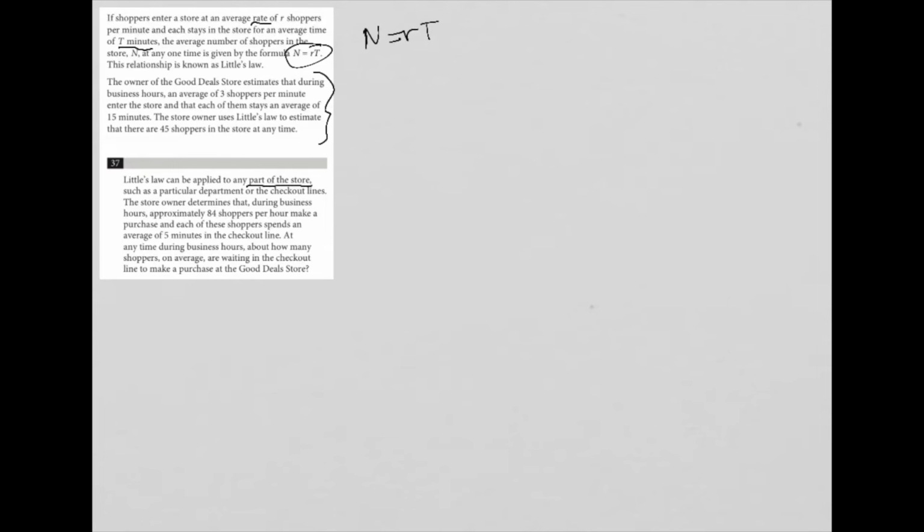The store owner determines that during business hours, approximately 84 shoppers per hour make a purchase. Okay, so 84 shoppers per hour. So that's interesting. It sounds like an R value, but we learned up above that R is based upon shoppers per minute, right? So we're getting 84 shoppers per hour. So let's convert that to per minute.